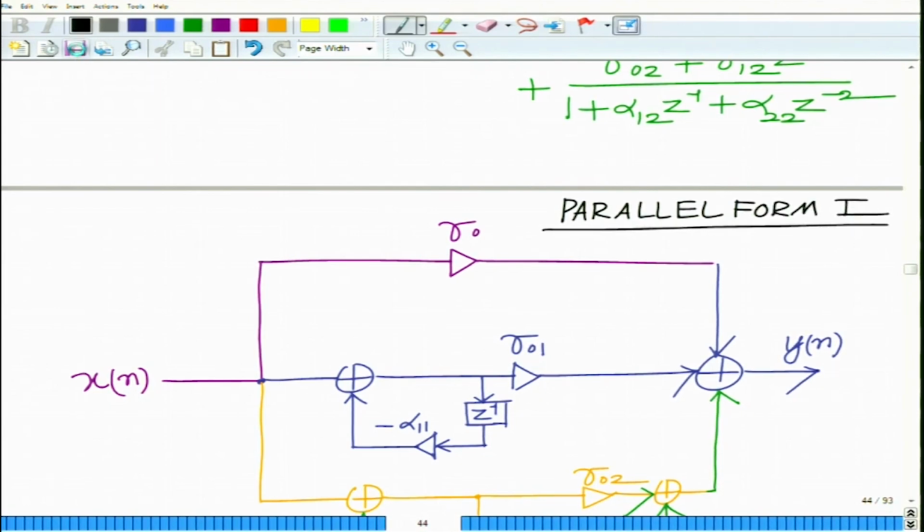Okay. All right. So, basically what we have done in this module is we have essentially looked at these several examples. We have introduced the cascade form, looked at an example, also looked at the parallel form, and we will continue this discussion in the subsequent modules. Thank you very much.